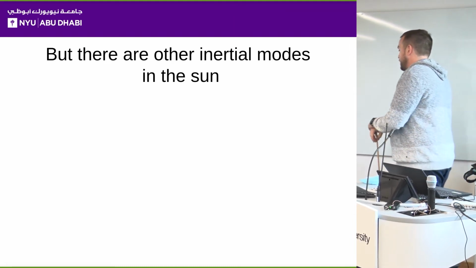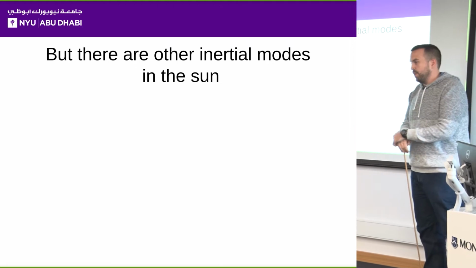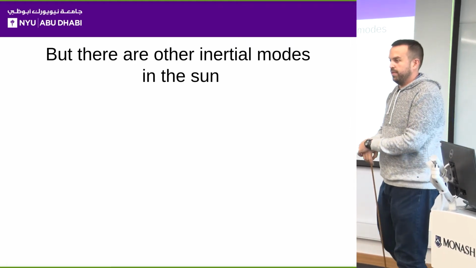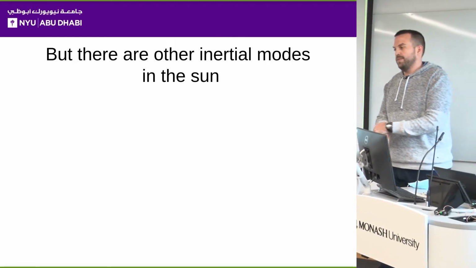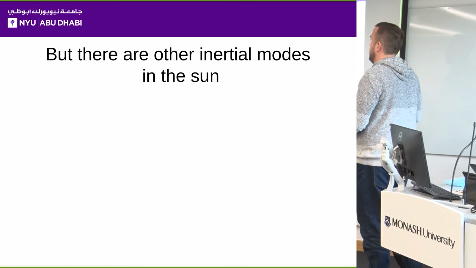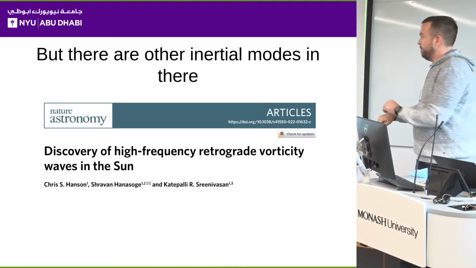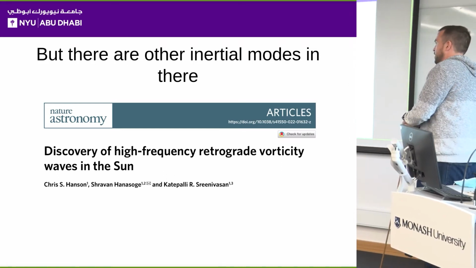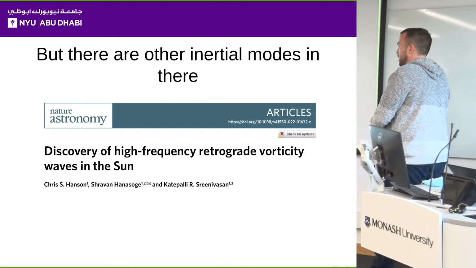But there was a theoretical study that came out and said, yes, Rossby waves could be the only cause for this transport of angular momentum. The thing is, Rossby waves are not the only thing in the sun. There's magnetic fields, but there are also other inertial modes. So this was a study that we've recently got published in Nature Astronomy, and we discovered another set of high frequency retrograde vorticity waves in the sun.